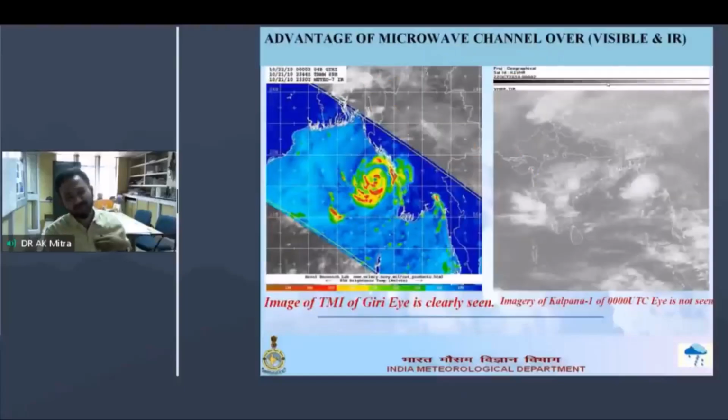Now, as I mentioned, if you look at the satellite imagery from the IR point of view over Myanmar, that area, you are seeing just the satellite image. But from the microwave, as we have seen in the past presentation, microwave gives you the signature. So this is also one of the most important areas, understanding the satellite imagery from the microwave channel point of view.